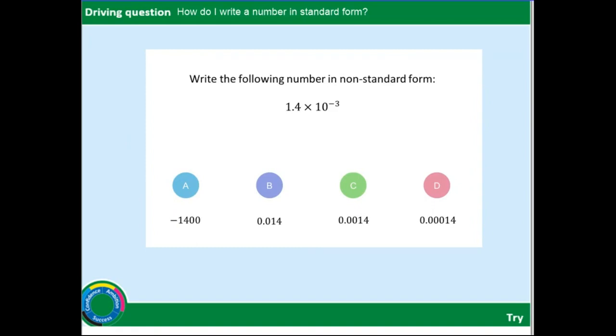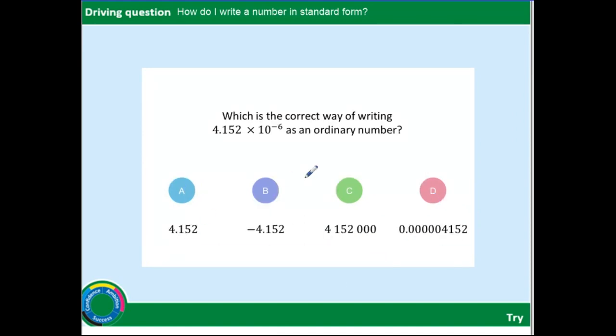Write the following number in non-standard form. In other words, it's asking you to write it as an ordinary number. So we're doing 1.4 divided by 10 3 times. It's definitely not this one. I think the mistake here is the person's multiplied by 10 to the power of 3 and just put a negative in front. Remember, we're dividing by 10 to the power of 3, or dividing by 1,000 in this case. This one here is only divided by 100. This one here is divided by 1,000. Let's do our loop check. 1, 2, 3. This one here is divided by 10,000, or divided by 10 to the power of 4.